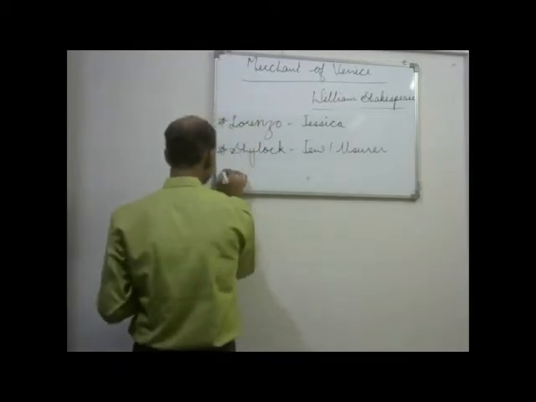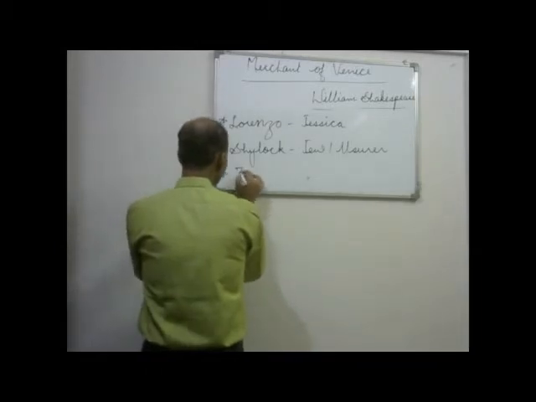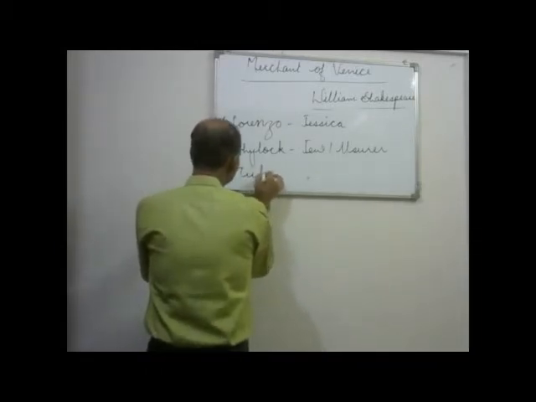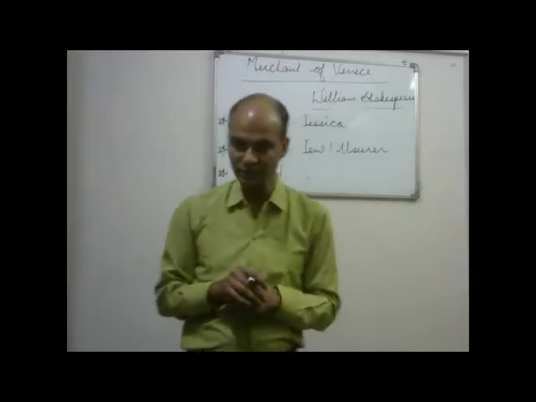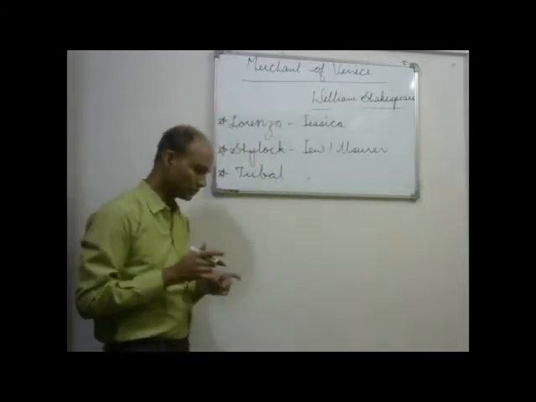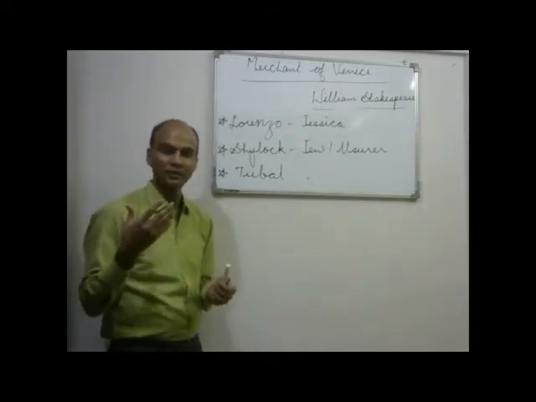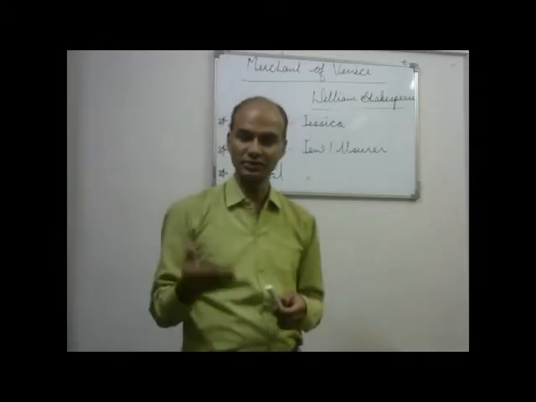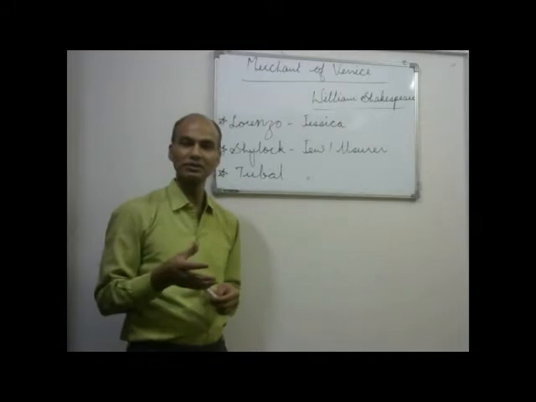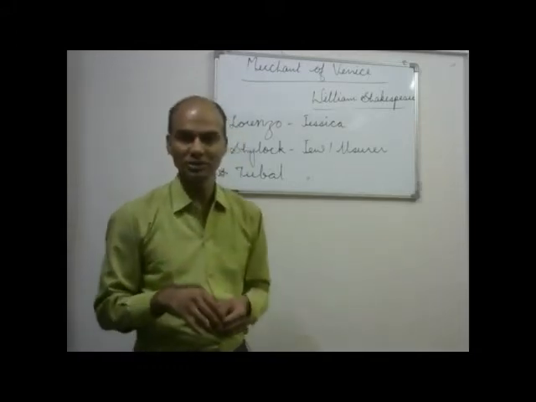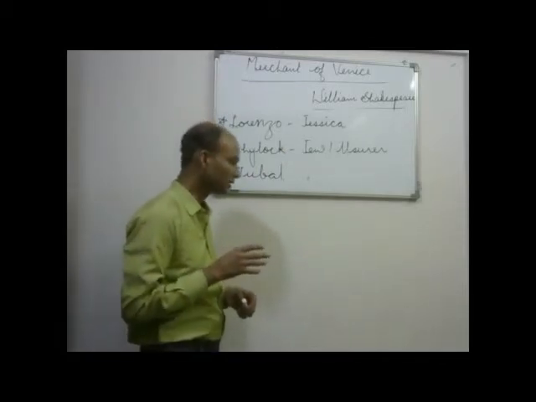Now we have Tubal. Tubal is Shylock's friend, who actually reports about the elopement of his daughter Jessica with Lorenzo, and also tells him about Antonio's ships being lost in the sea. So he is such a character.